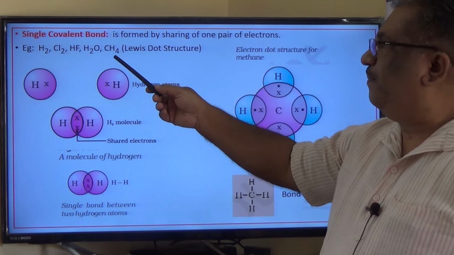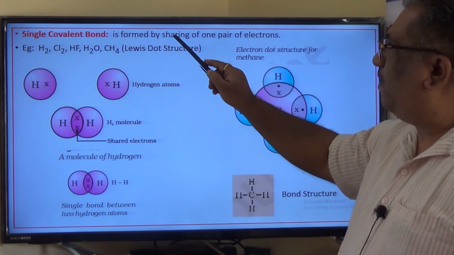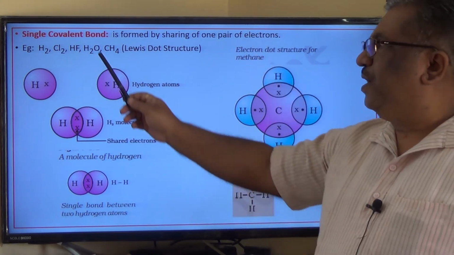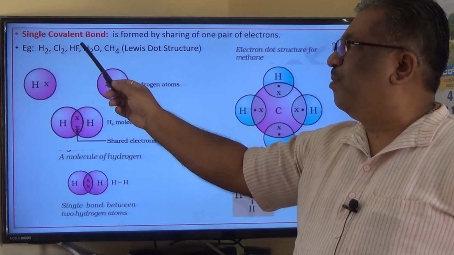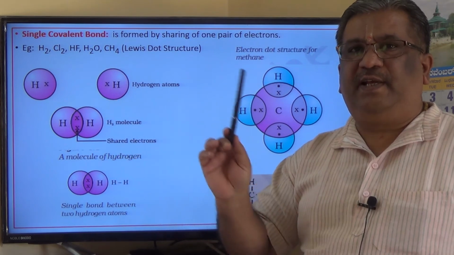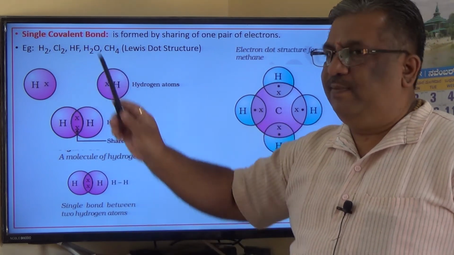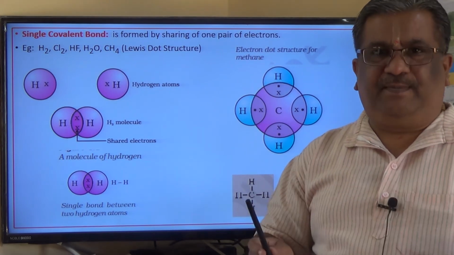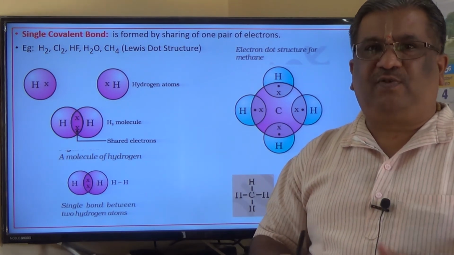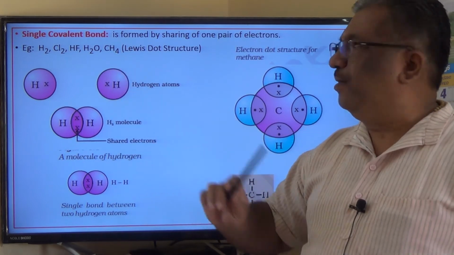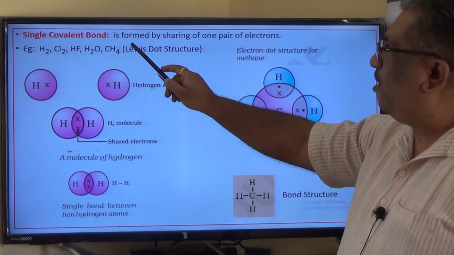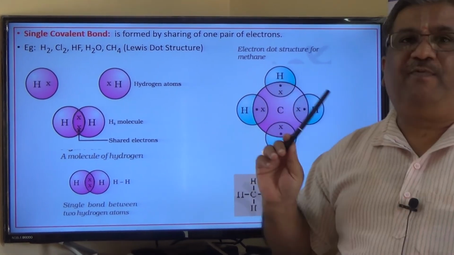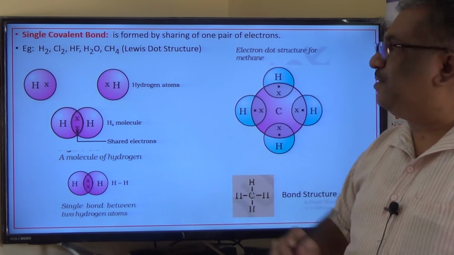Single covalent bond. This bond is formed by sharing of one pair of electrons. Remember, single covalent bond. Covalent bond means sharing of electrons. Single means one pair of electrons are shared between atoms. In that case, the bond formed is called a single covalent bond. So, single covalent bond is formed by sharing of one pair of electrons. Remember, one pair of electrons.